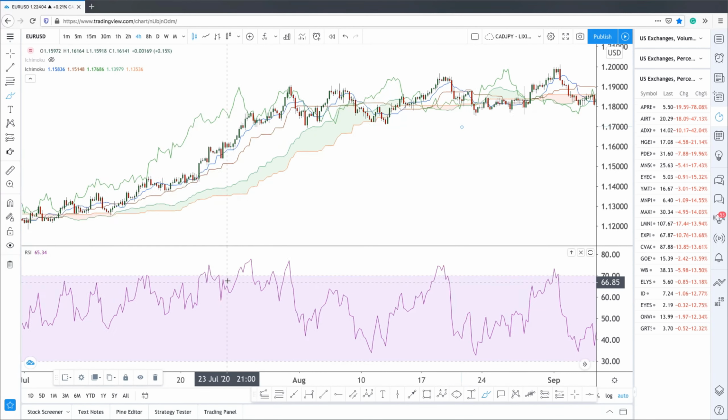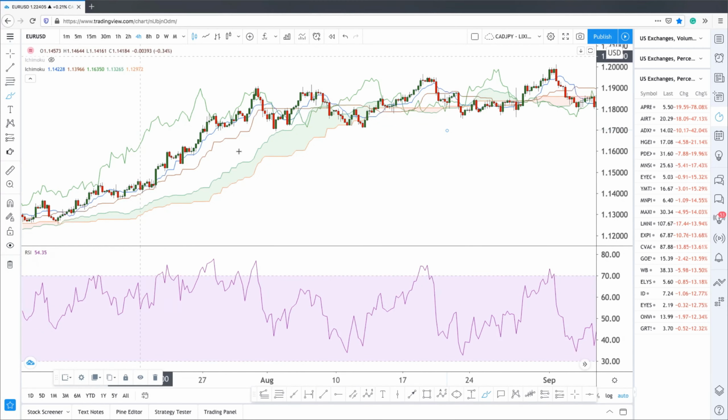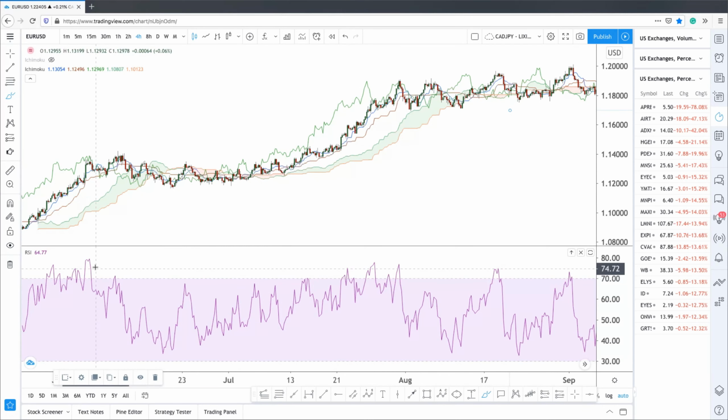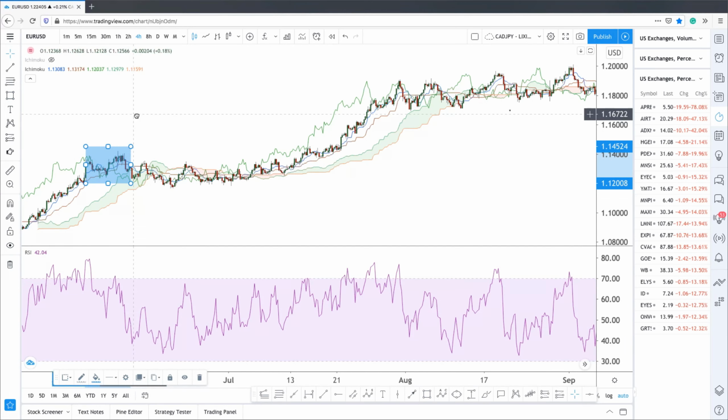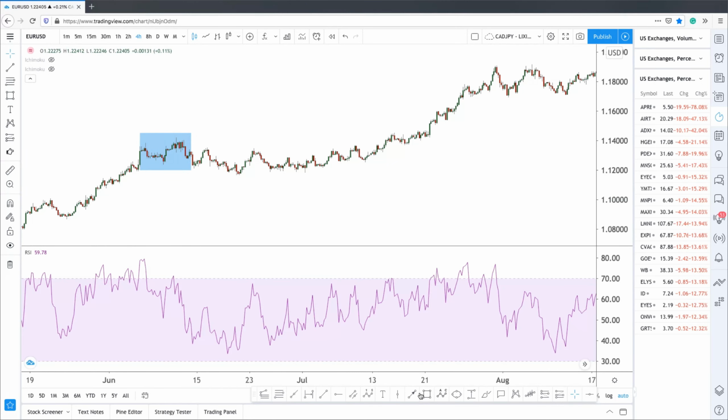I probably got to go on to the larger time frame to find it. So let me try and find an example of a divergence just to show you guys. For example, this would be a good example. Here, look at this example. So let me just remove the Ichimoku just so that we are not confused.